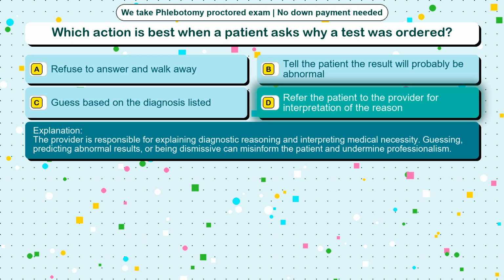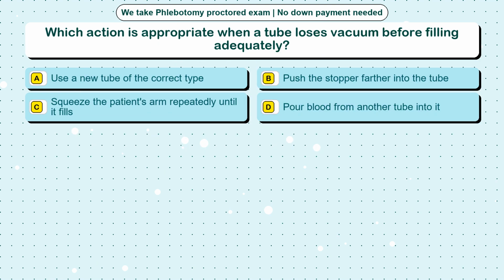The provider is responsible for explaining diagnostic reasoning and interpreting medical necessity. Guessing, predicting abnormal results, or being dismissive can misinform the patient and undermine professionalism. Question 19. Which action is appropriate when a tube loses vacuum before filling adequately?